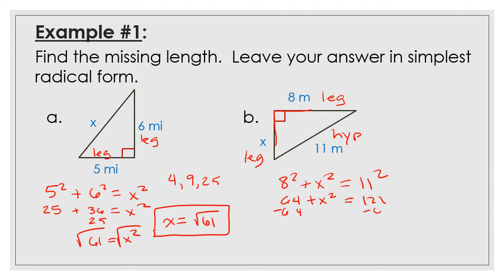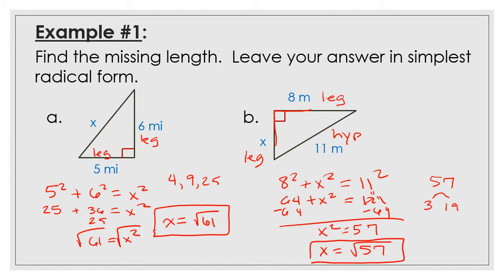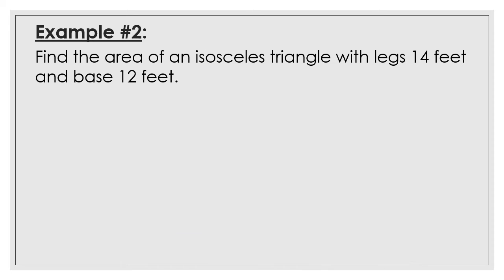So do a little subtraction here, and x squared equals 121 minus 64, which is 57. So x equals the square root of 57. Again, I need to determine if that number can be broken down. I think 3 does go into 57, so 57 can be broken down as 3 times 19, and since 3 and 19 are both prime numbers and cannot be broken down, this is a radical in simplest form. All right, moving on to the next problem.